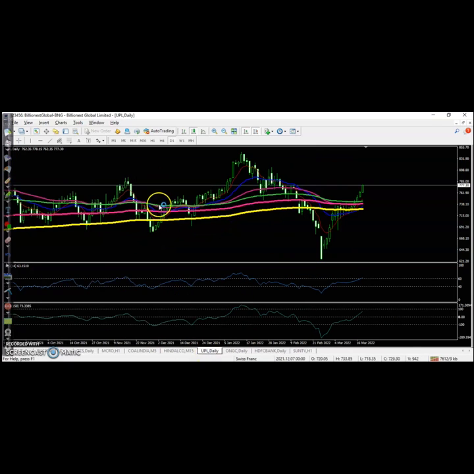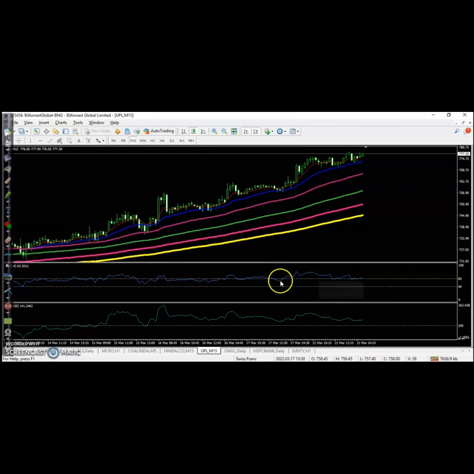Next one, UPL. That is perfect. They just broke the 200 moving average and we were looking to buy somewhere here. You can see CCI crossed the 60 level exactly here. We placed a buy order and all the way price went up from this area.